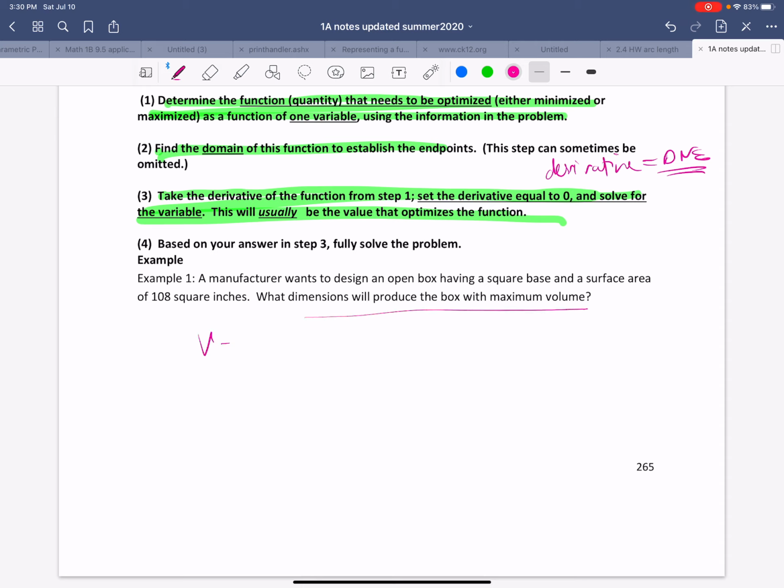So we know the volume of the box, because the volume of a box is length times width times height. In this case, my base is square, so that's going to be x times x. So I would have x times x times the height. That would be the volume in this case, which is x squared times h.